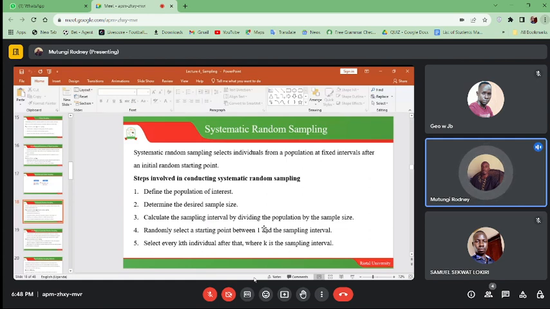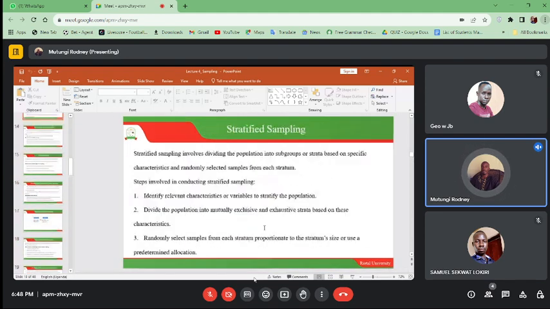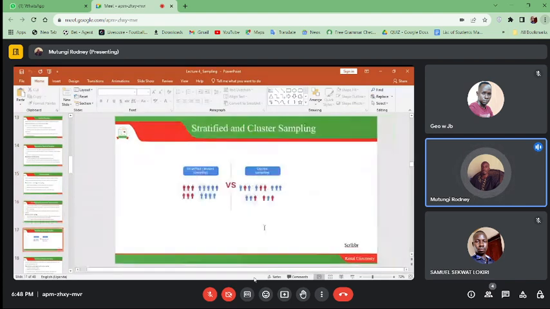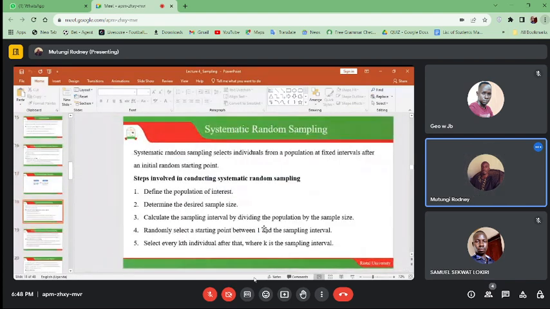So the other method, like we said, is systematic random sampling. We have majorly four, and the first one was simple random. We had stratified, we had cluster, and then this is another probability sampling method, which is called systematic. Basically here you want to select participants from the population at fixed intervals. That is why they are calling it systematic.